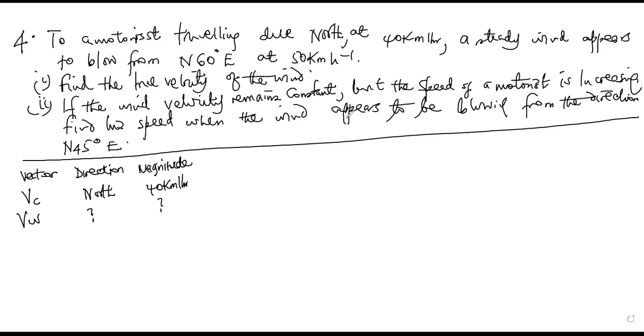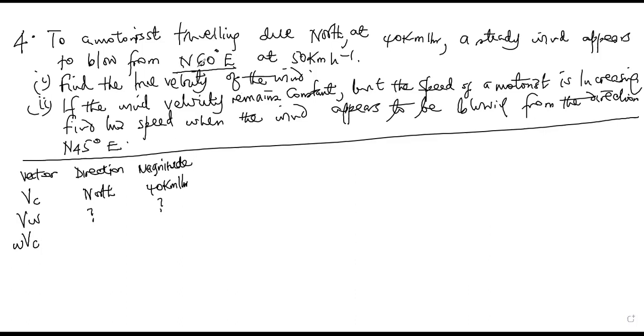Then they're saying that the wind appears to blow from north 60 degrees east. Now, to know the direction, of course, we say that if they say appears to blow from, that is the relative velocity. So we shall have velocity of the wind relative to the cyclist. The wind appears to blow from, that is the relative velocity.